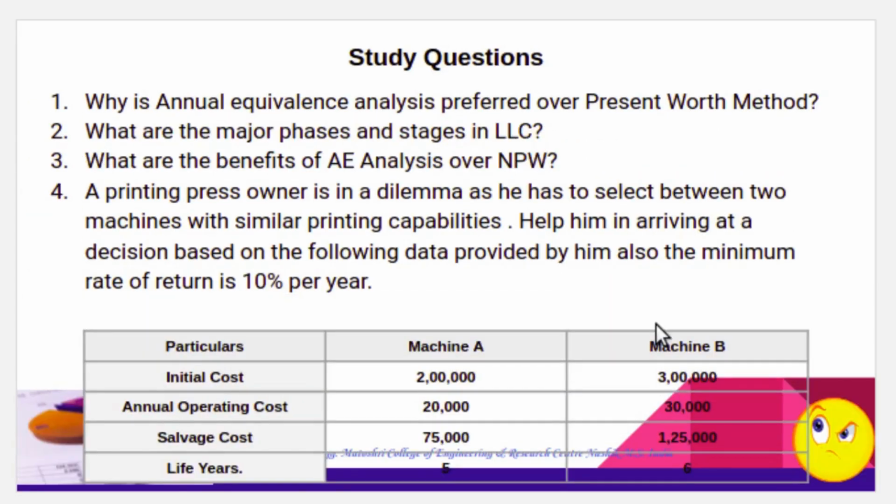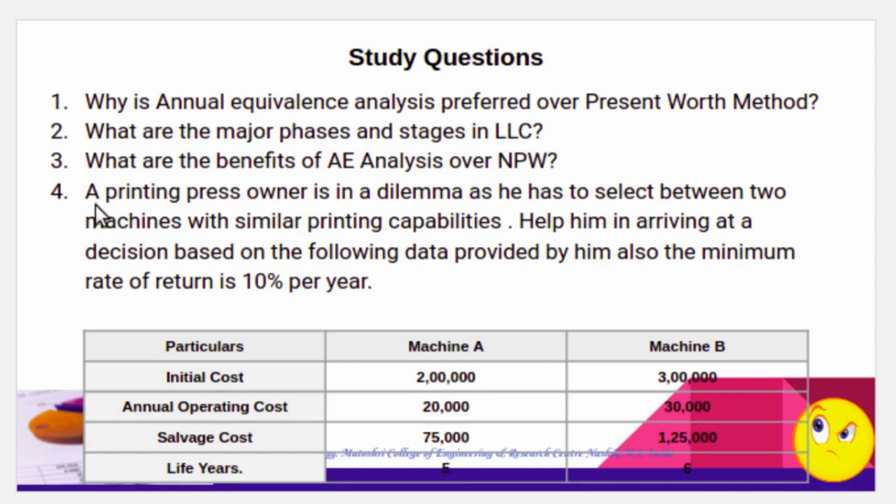You have to solve the four assignment questions and upload the solution to Google Classroom within the due date. The first question is, why is annual equivalence analysis preferred over the present worth analysis method? The second question is, what are the major phases and stages in LCC? The third question, what are the benefits of AE analysis over NPW?